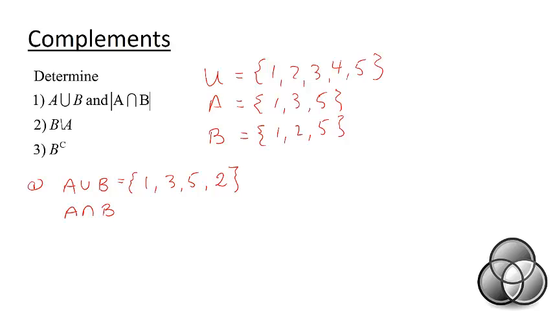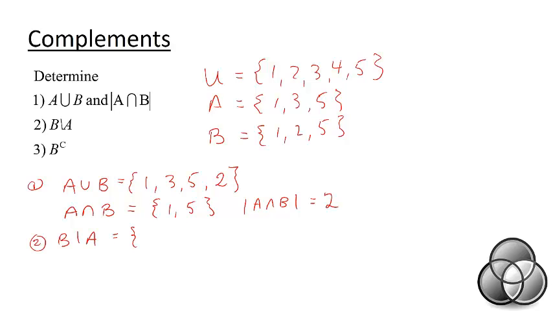Now next up, we need to find the cardinality of the intersection of A and B. But let's figure out what that set looks like first. So what elements do A and B share? Well, they share the elements 1 and 5. And now that we know what this set looks like, we know that the cardinality, or the number of elements inside of this set, is 2.